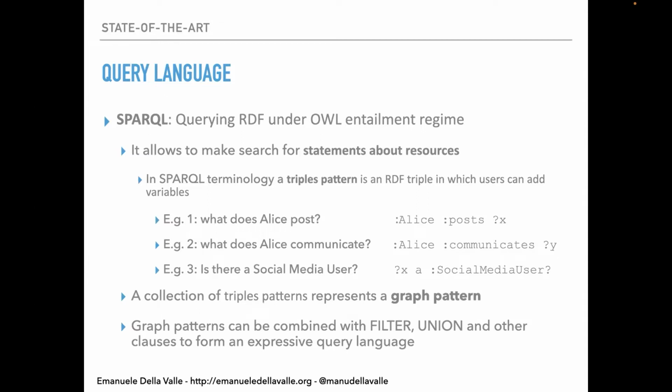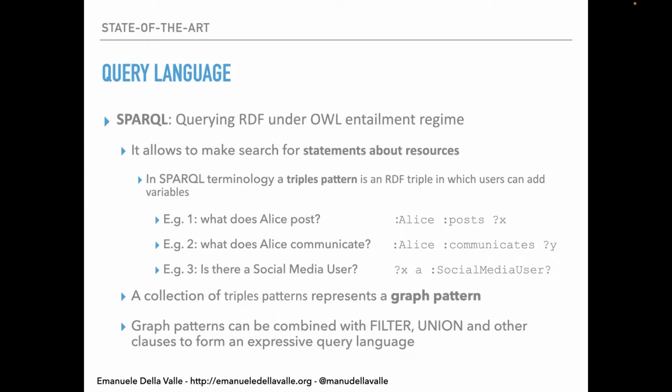Whereas if I say, what does Alice communicate? Then I'm going to use the communicates predicate that is not present in the data, but I can get to posts going through the ontology. I'm going to say how this can be done in the next slide.